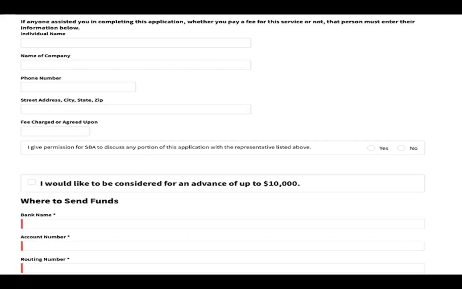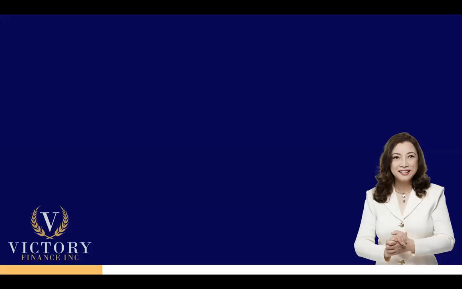And here, double check where to send the funds. I had people fill out the account number information wrong. They didn't get the EIDL advance money, and now we have to backtrack and double check, right? So make sure the information is accurate. Regardless of whether you want the loan or not, you need to put where to send the funds, because that's where they're going to deposit the EIDL advance money. They're not going to tell you whether you're getting it or not. The money just kind of magically appears in your account. So that's why it's important to get that.